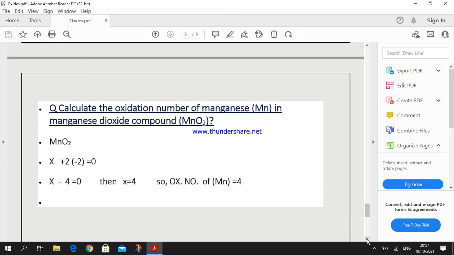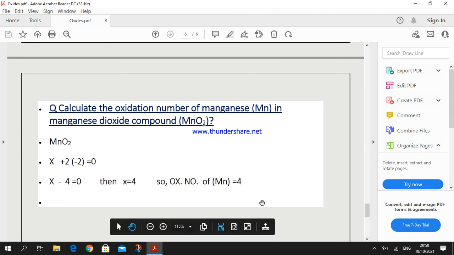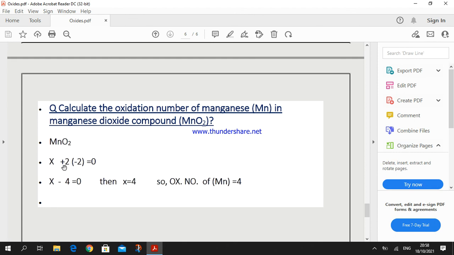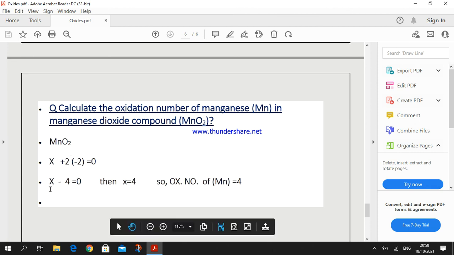How to calculate the oxidation number in problems? Question number 1: calculate the oxidation number of manganese, chemical symbol Mn, in manganese dioxide, MnO2. We know that the oxidation number of oxygen equals -2. So we represent the oxidation number of manganese by X, and we have 2 atoms of oxygen, so we multiply 2 atoms of oxygen times the oxidation number of oxygen, which equals -2, and we solve it as an algebraic equation. So we find that X equals 4, so the oxidation number of manganese in manganese dioxide equals 4.